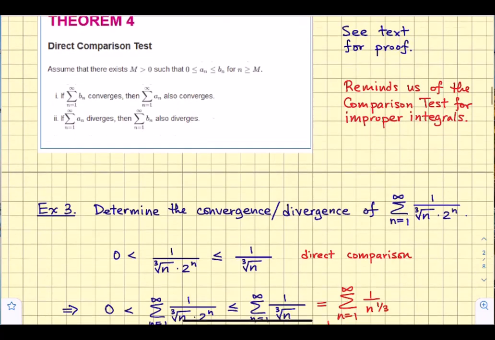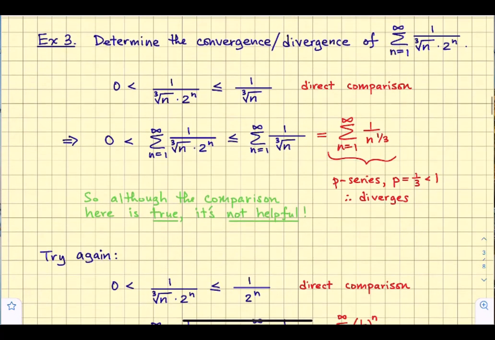Let's look at an example. Example 3. Determine the convergence or divergence of the sum from n equals 1 to infinity of 1 over the cube root of n times 2 to the n. Okay, so if we just look at this, we may think, do we think that this series converges or diverges? What test might we use here?